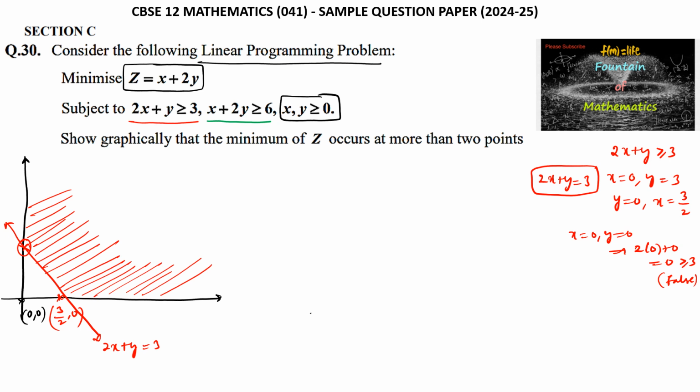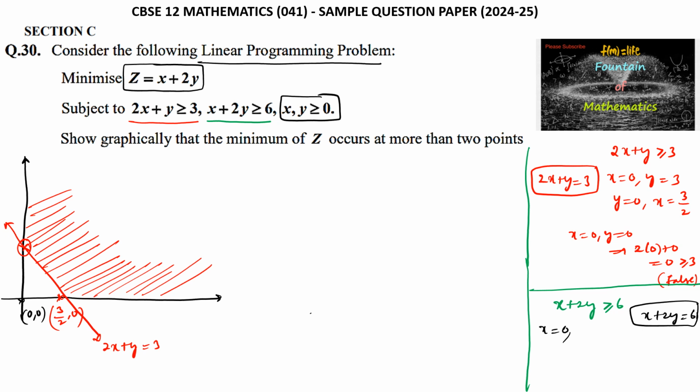And now let us see another one. x plus 2y greater than or equals to 6. For the equation of the line x plus 2y is equal to 6, when x is equal to 0, y is equal to 3. And when y is equal to 0, x is equal to 6. So let's mark these 2 points. 0, 3 is the point here. And another one, 6, 0. Let's mark 6, 0 here. So here is a straight line.